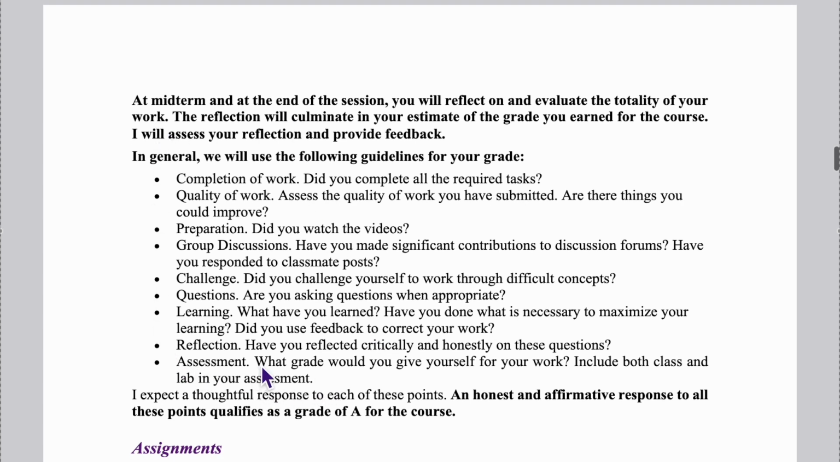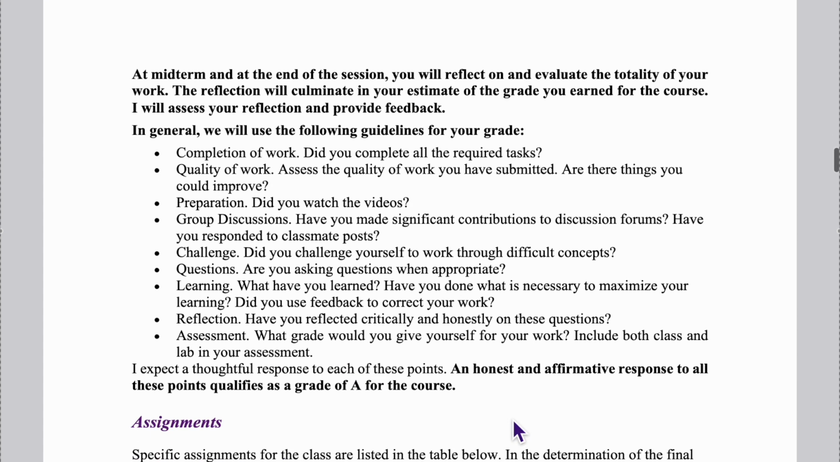But again, just a reminder, you're going to reflect on all these points and assess a grade for yourself based on your reflection here. I will review your reflection points and the grade you've assigned yourself. I will, of course, be determining the overall grade for the course. But if you do an honest assessment and provide an affirmative response to all of these points, then that qualifies as a grade of A.